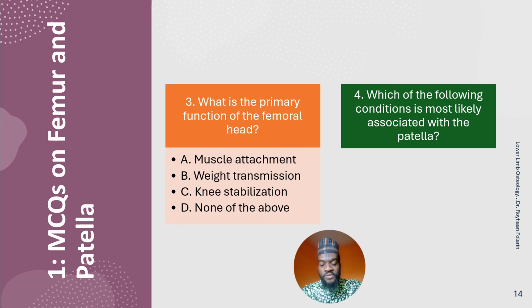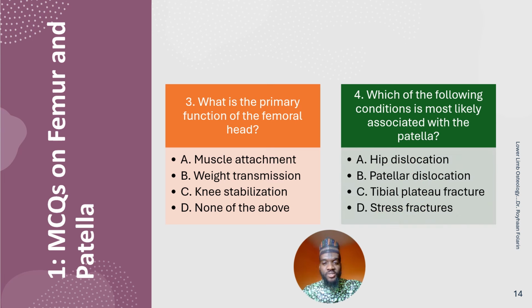And the fourth question is regarding the patella. So which of the following conditions is most likely associated with the patella? So is it dislocation or hip dislocation, tibial plateau fracture, or stress fractures? You can agree with me that these are just to also crack your ribs as well. So we'll come to other questions later.